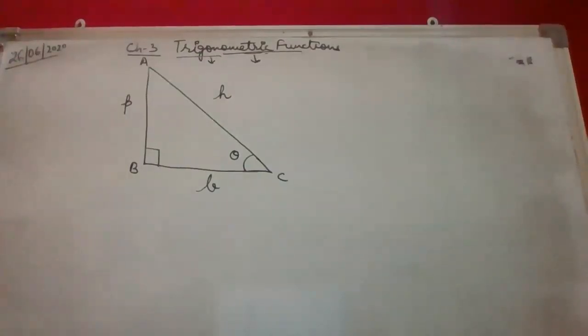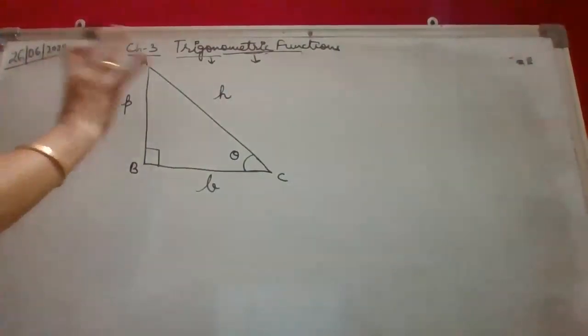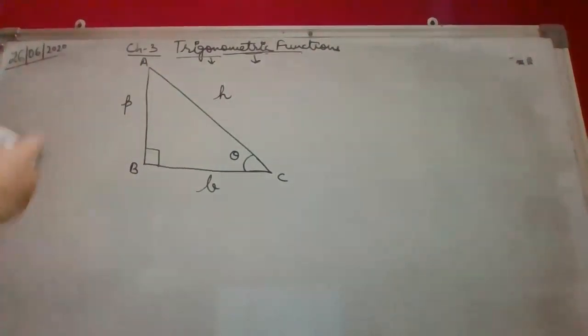And regarding these sides, we are taking the 6 trigonometric ratios, that is sine theta, cos theta, tan theta, cot theta, sec theta and cosec theta. Okay, so let us check those ratios here. So we have studied all this in class 10th. I'm just revising so that you get the idea of trigonometry.